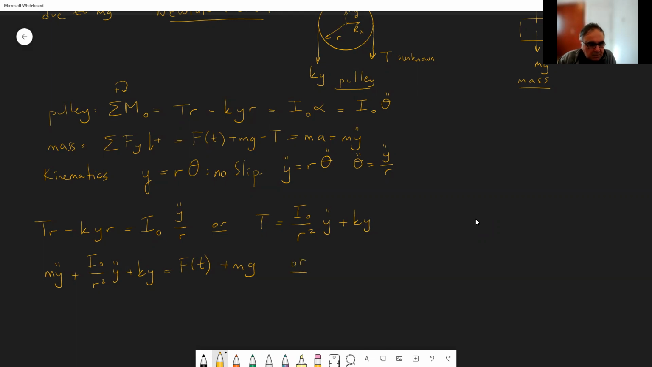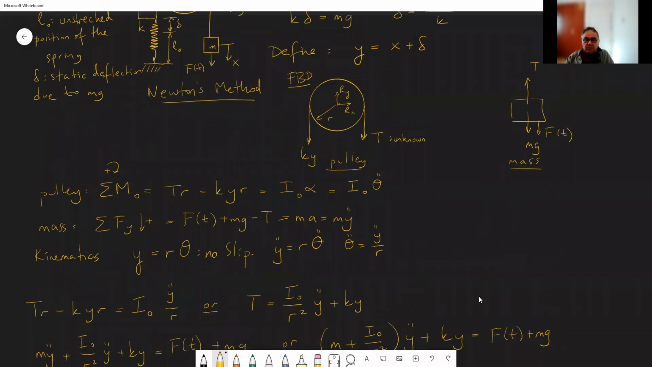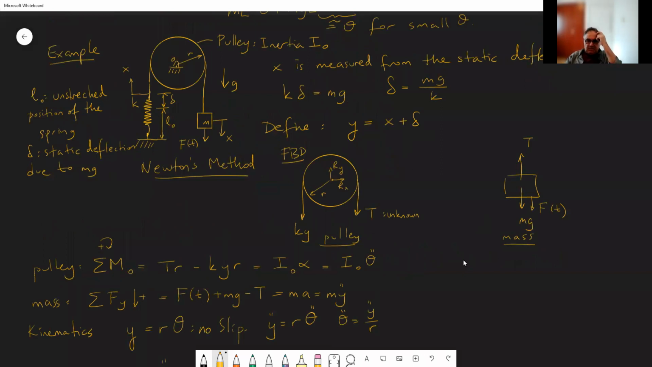Or we can write m plus m1, and there is an mg term. It looks like we are done, but maybe we are not. If you use the coordinate y, this is what we get. But the coordinate y, as you remember, is x plus delta.